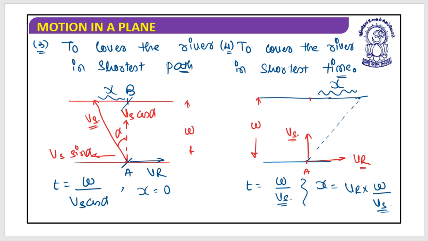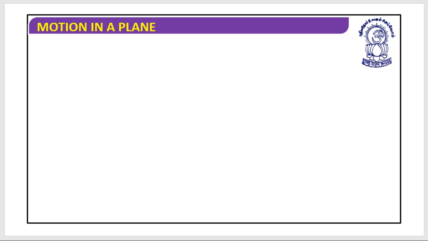One more thing I want to add here, that this is Vr and this is Vs sin alpha. This Vr must be equals to Vs sin alpha to cross the river in shortest path. Is it clear? So can we move to the questions? Are you ready? Let's have a look.